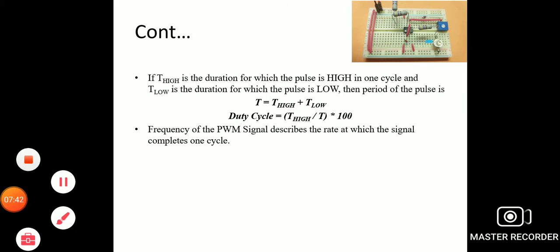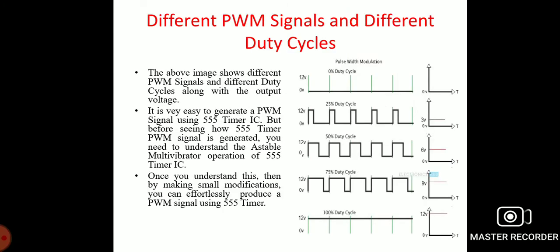Now let us move to the different PWM signals and different duty cycles. The above image shows different PWM signals and different duty cycles along with the output voltage. Here we see the first image, the pulse width modulation with 0% duty cycle. So the width of the pulse is not increased in terms of voltage or current.